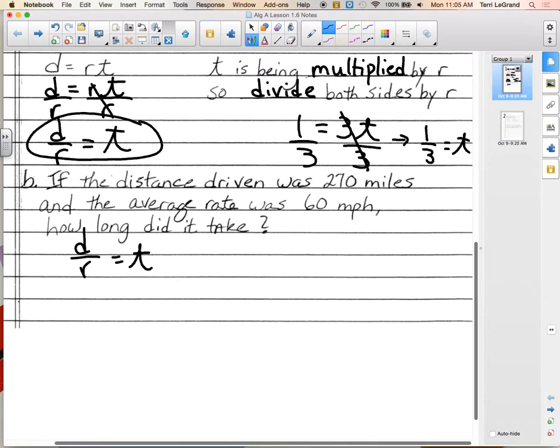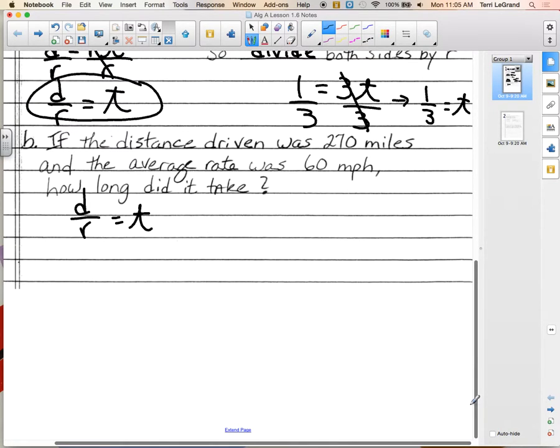So we're going to use our rearranged equation, and if the distance was 270 miles, what's that going to go in for? D. And the average rate was 60 miles per hour. What's that going in for? R. We'll be able to find how long it takes. So go ahead, you figure out how long is it going to take to drive 270 miles at 60 miles an hour. Cody? 4.5 hours.